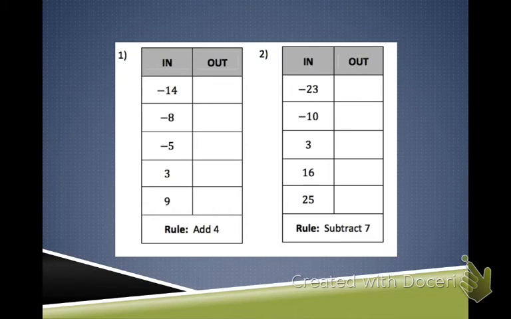This is what we call an input-output table, or a function table, and it does have a rule. It says add 4, just like the one we just did. So -14 goes in, and what would we do when we go out? So -14 plus 4. Well, -14 plus 4, the -14 is a bill, the 4 is an allowance. You have $4, but you owe me 14. You still owe me $10. Okay? -8 plus 4, that would be -4.